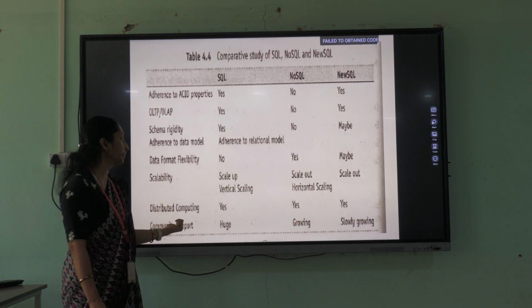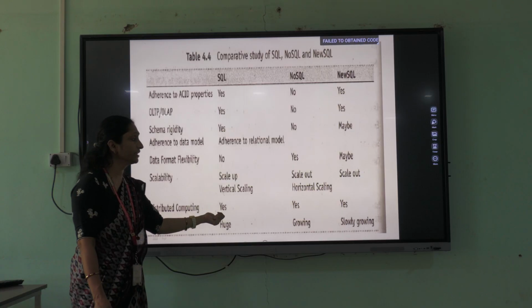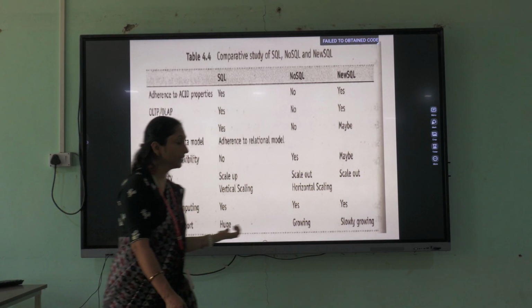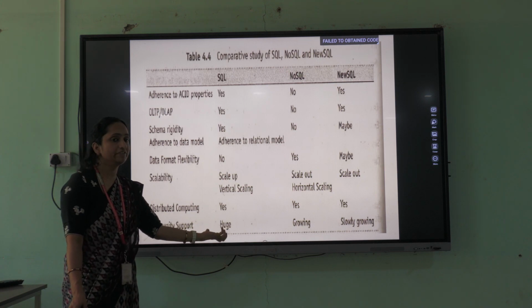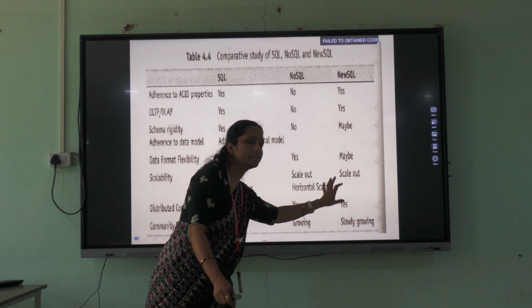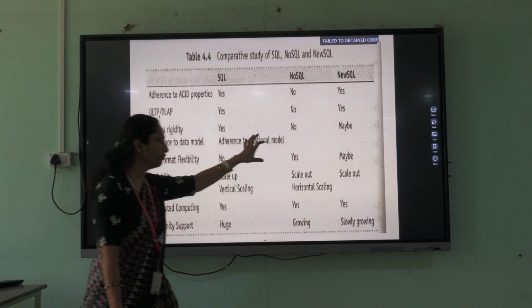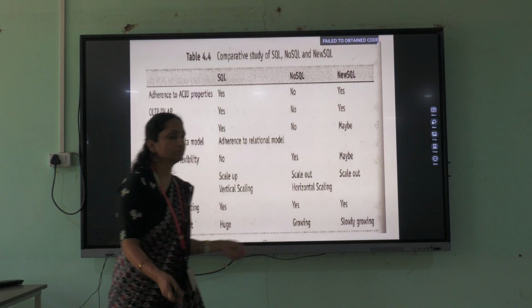And distributed computing: yes, distributed computing is there for all the three. Next, community support is huge because it is vendor specific. For the newer one it is growing slowly, because it is a new version. This is the goal now.